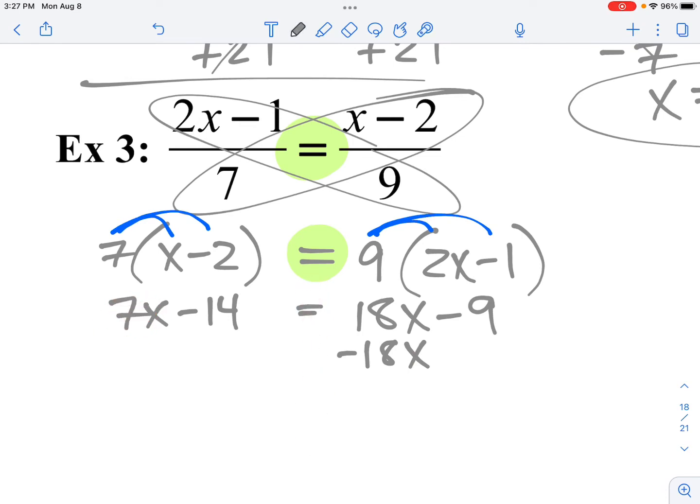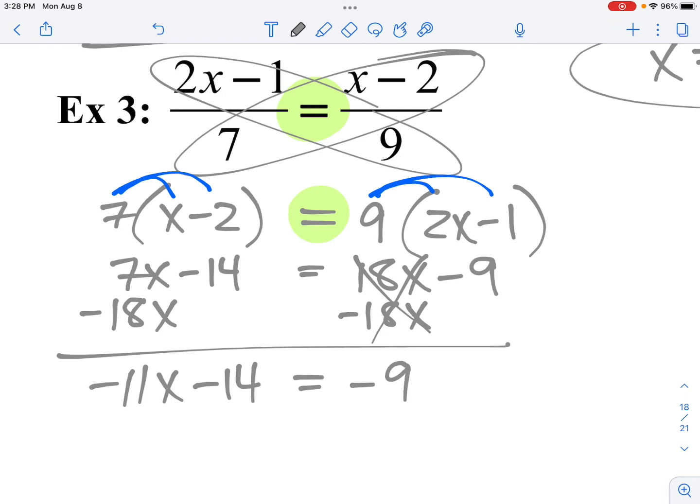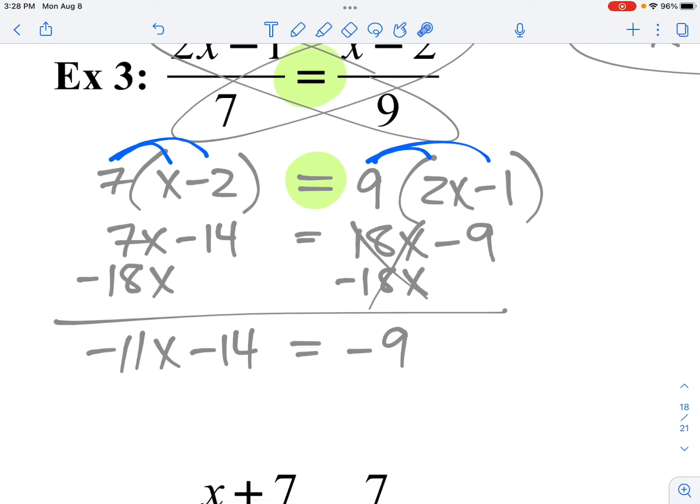Make sure you keep it lined up with the x terms because those are the like terms. I don't want to put minus 18x underneath this 14 because this is a whole number. That's not an x term. You got to keep your x's together. 7 minus 18 is negative 11x. And I still have negative 14. Those 18x's canceled, and I still have negative 9 over here. Now I'm going to try and get this x by itself. So the opposite of minus 14 is plus 14.